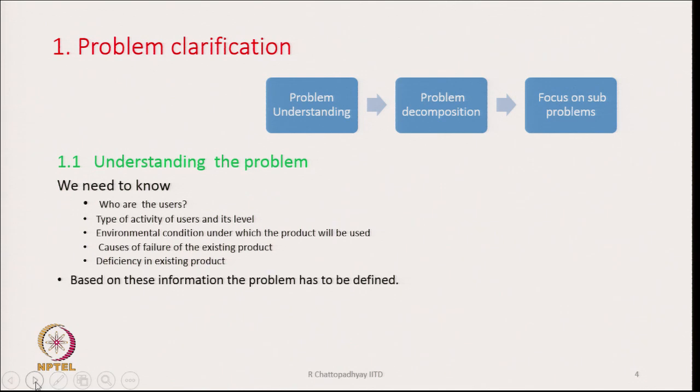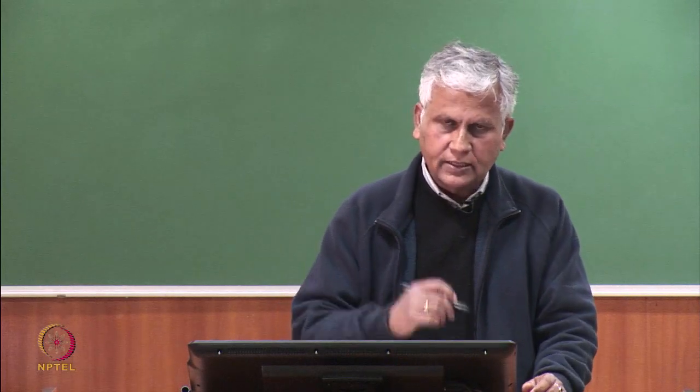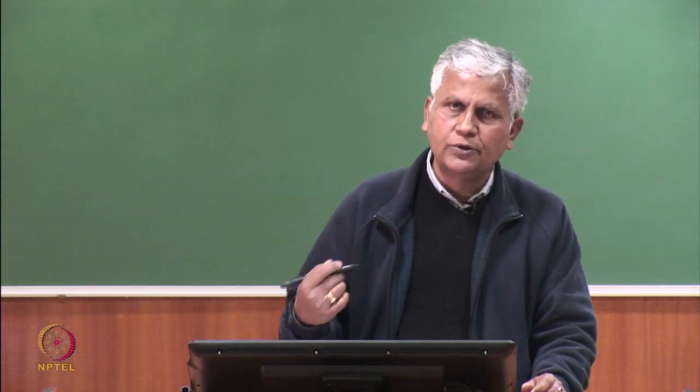Next is, once this is available with us, then based on this information the problem has to be defined. There has to be a written document that states what exactly we want to improve in the existing design. That should be clearly spelled out, so that at a later stage there is no confusion in the mind.